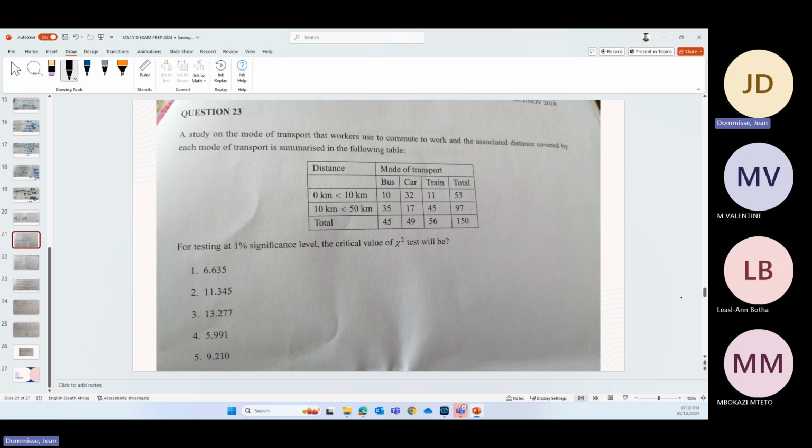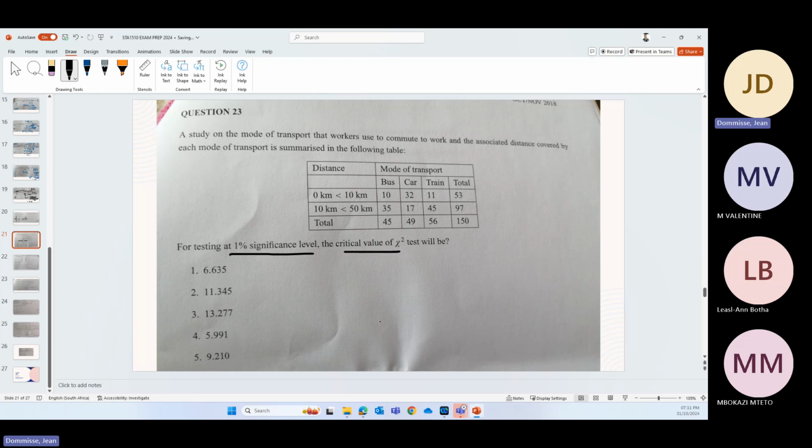So the last one. Chi-square is what we're working with here. Here they ask us the study on the mode of transport that workers use to commute to work and the associated distance. So we've got one that says 0 to 10, 10 to 50, and then we have the information. So they just ask us, testing at 1% level of significance, what is the critical value?